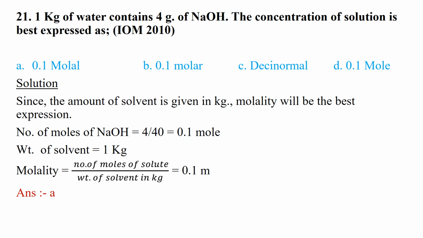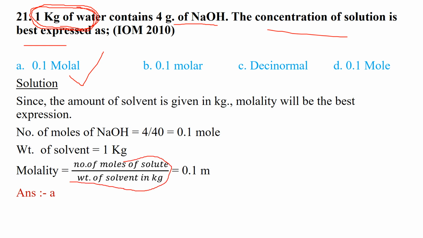1 kg of water contains 4 gram of NaOH. The concentration of the solution is best expressed as molal, because the weight of solvent is given in kg. We know the definition of molality: the number of moles of solute divided by the weight of solvent in kg. And since 1 kg of solvent is given, it will be best expressed in molal.